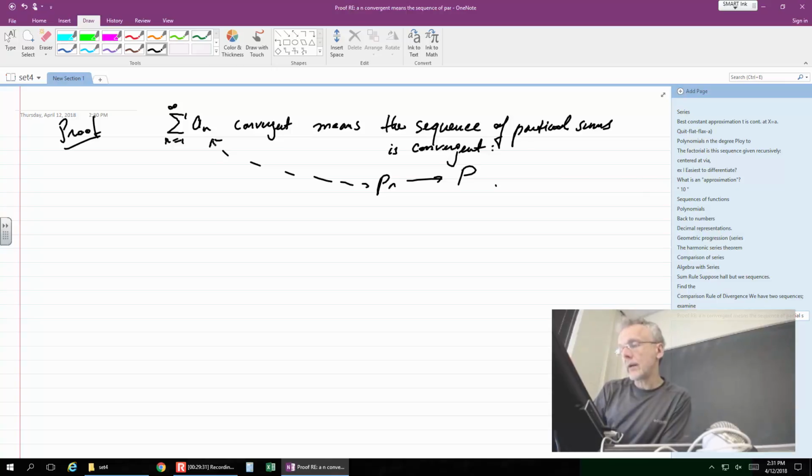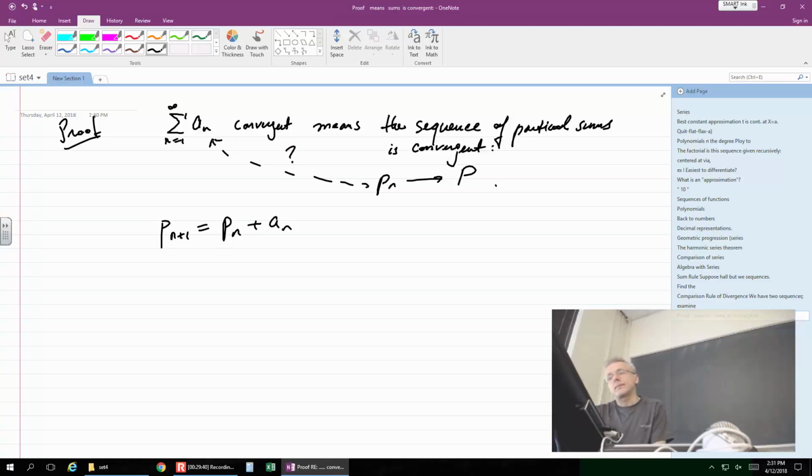So P_n, and we have a recursive formula: P_(n+1) is equal to P_n plus a_n. That is the relation. We are adding up the elements of a_n. So that's the definition of the partial sum. Now I just flip, and I have a_n is equal to P_(n+1) minus P_n. Okay?